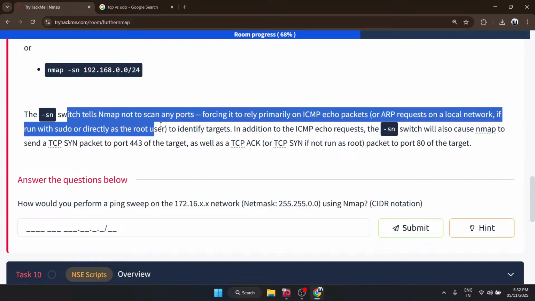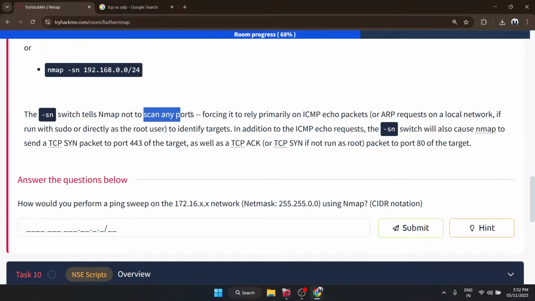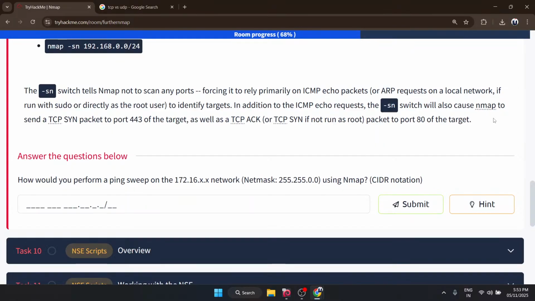The -sn switch tells Nmap not to scan any port, forcing it to reply primarily with ICMP echo packets only, or ARP request on a local network if run with sudo or directly as the root user, to identify targets in addition to ICMP echo. I've already told you about all this.